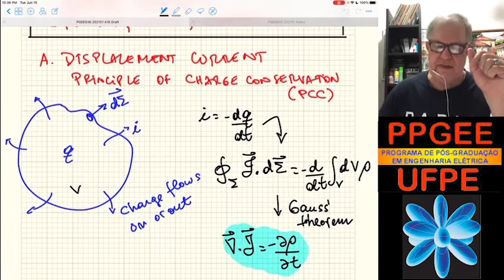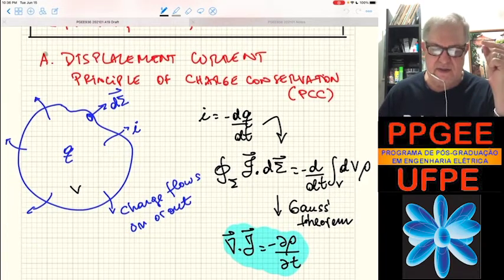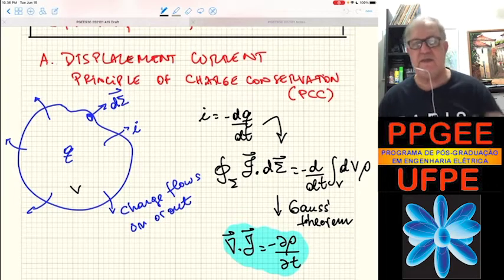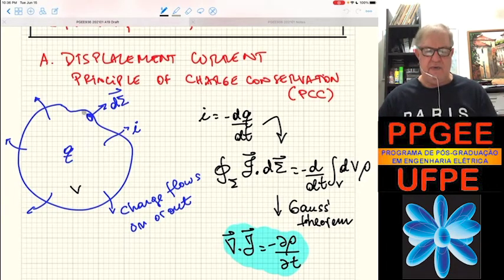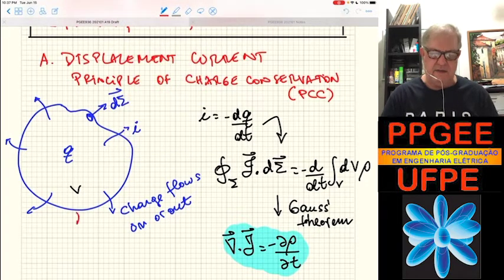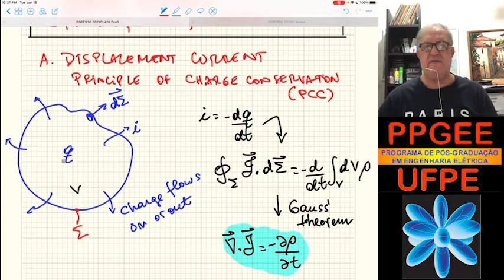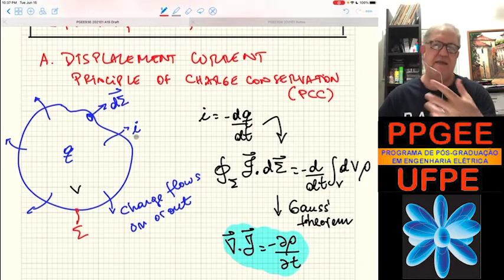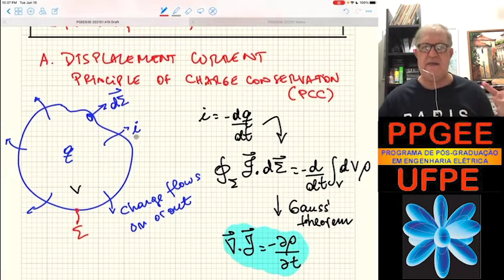Let's revisit the principle of charge conservation. Let's talk about this theme here, displacement current. Suppose we have a closed surface. Let's call it sigma. The closed surface is sigma. It encloses a volume V. We might have some charge inside of this volume. The charge might be crossing the boundary outwards or inwards. You might have a charge accumulation, or you might have charge flowing away from the volume.